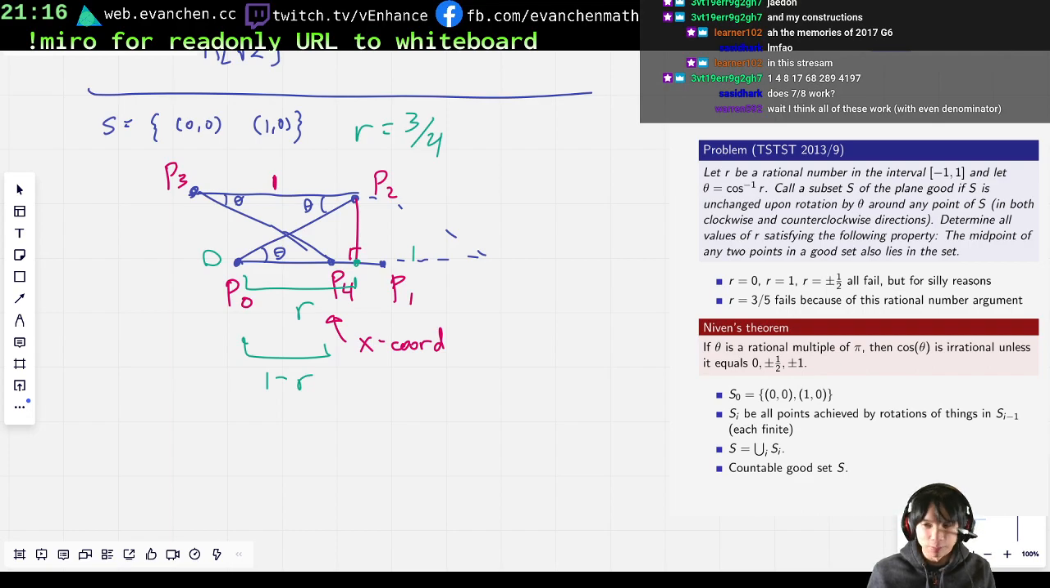I bet all even denominators work. I just can't prove it. And we have an idea of proof, which is to use this diagram. However, because I am bad at geometry, I apparently can't figure out what the x-coordinate of P4 is. Wait, why is it 1 minus r?